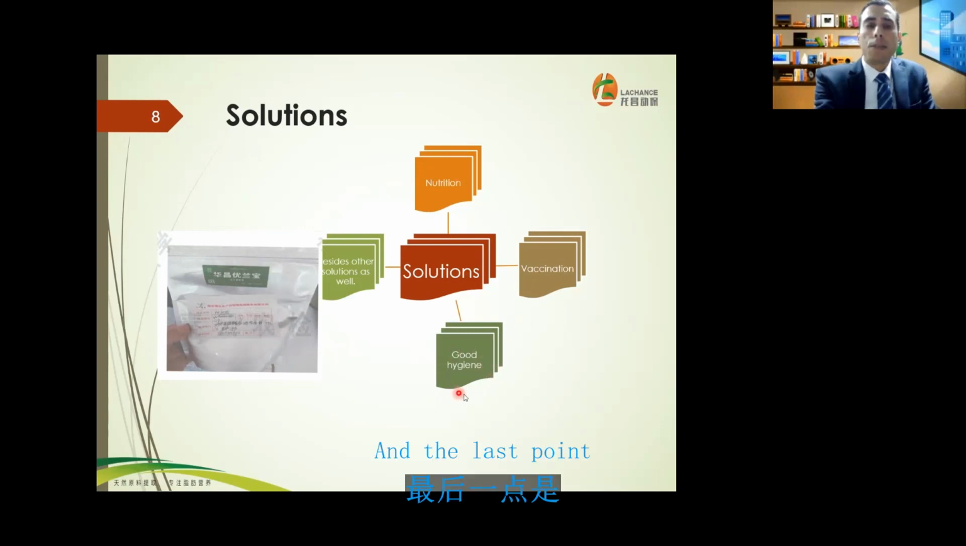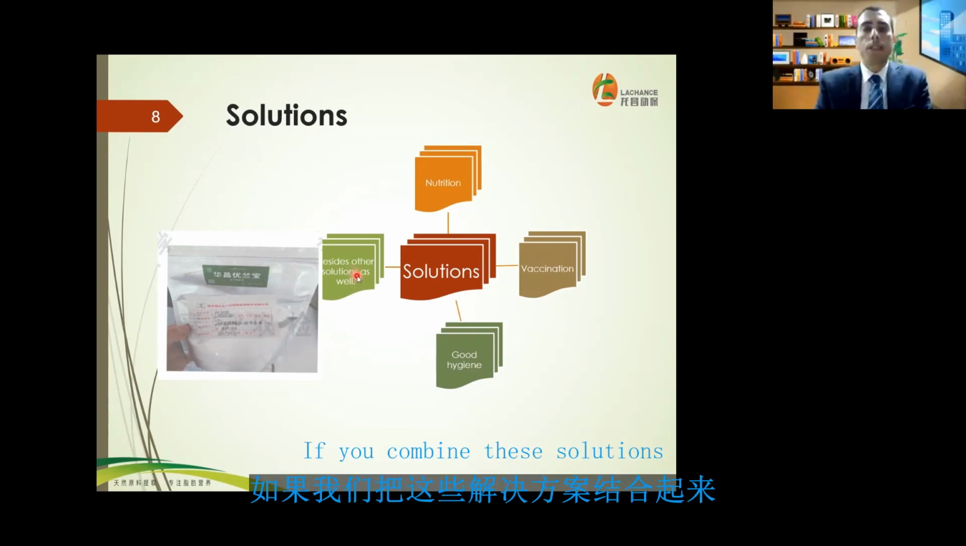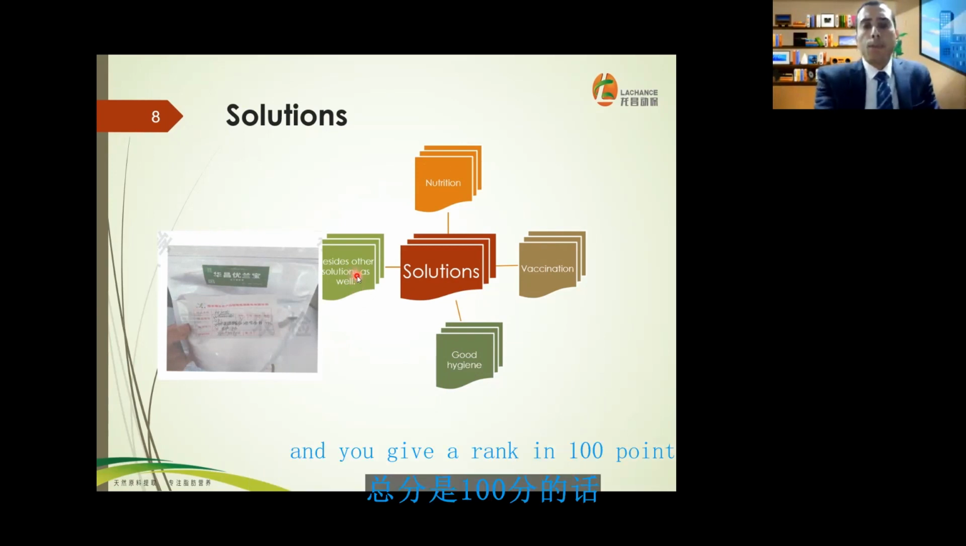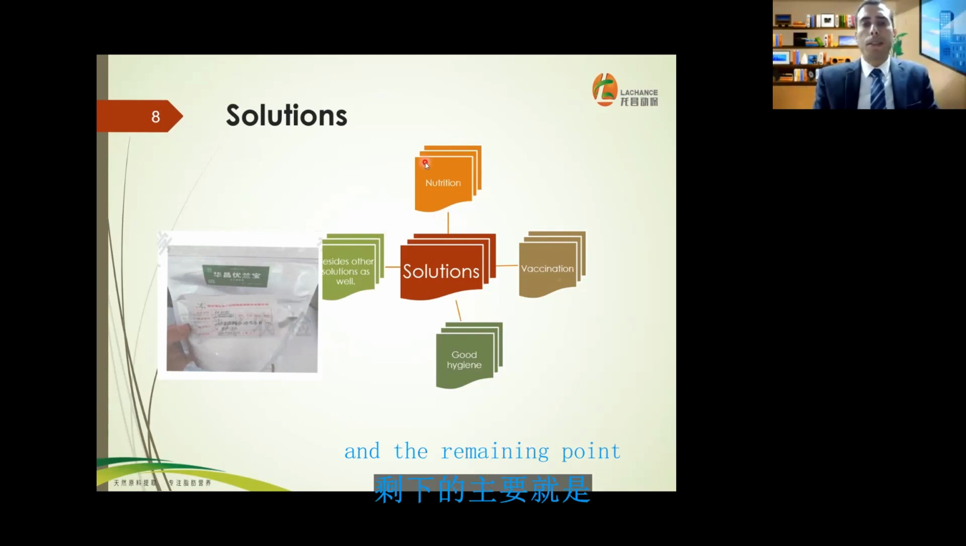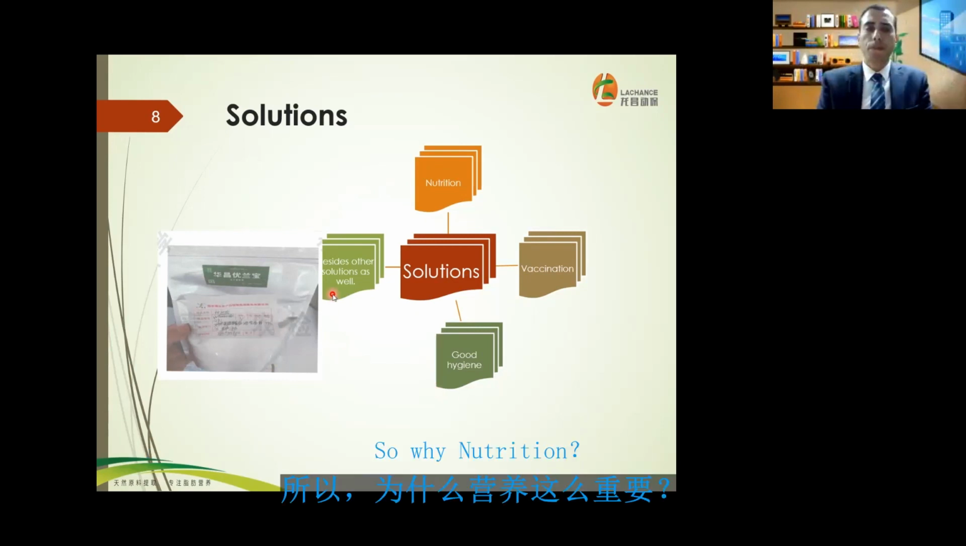And the last point, beside other solutions as well. If we combine these solutions and give a rank out of 100 points, nutrition contributes around 90 out of 100. And the remaining points, for vaccine, hygiene and the other solutions, contribute the remaining 10 points. So why nutrition?